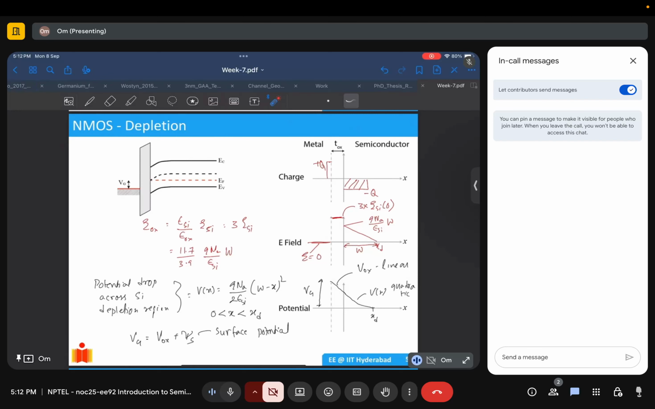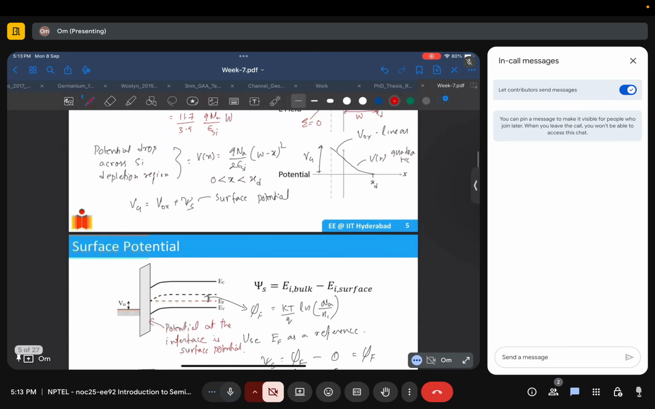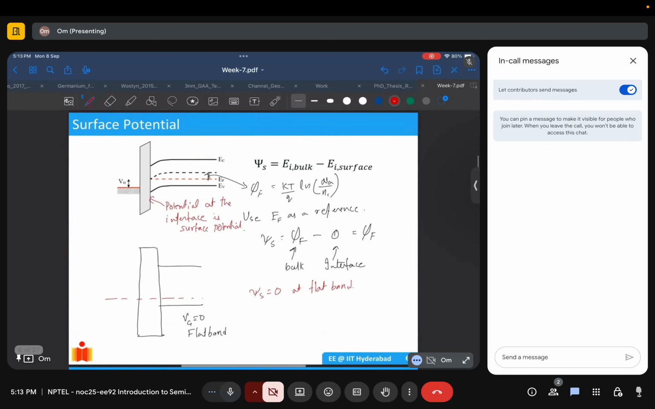So here now you will have some surface potential. This difference is the surface potential, psi s. So your Vg is the voltage drop in the oxide, Vox, plus psi s. Vg is Vox plus psi s. Right, psi s is shown right here. We can also see this is psi s, this is psi s. This is the Fermi potential, phi f, equal to kT by q ln of p by ni.